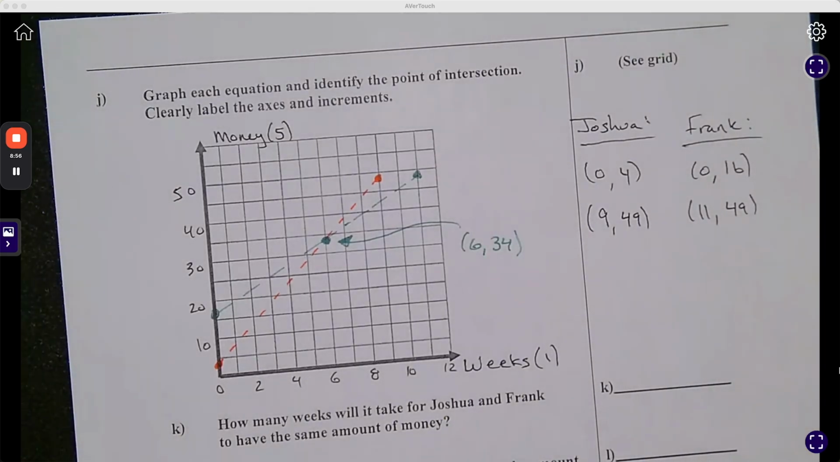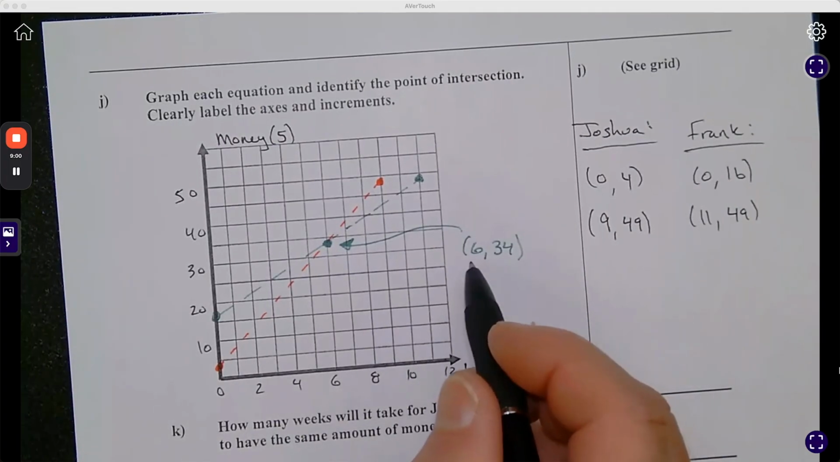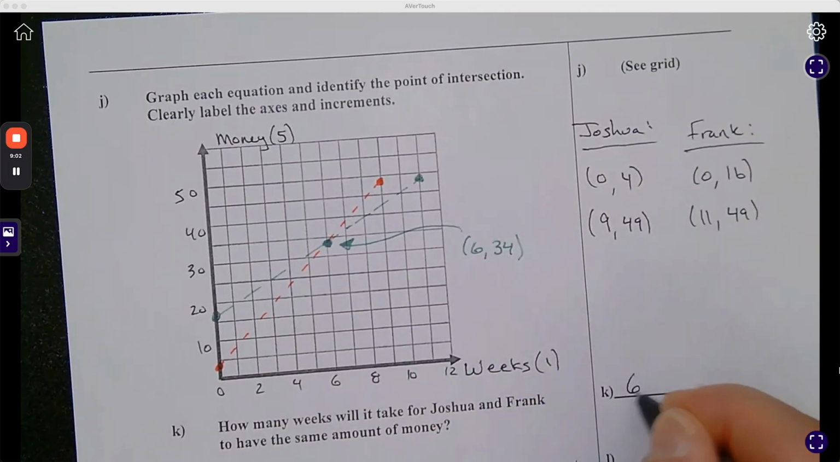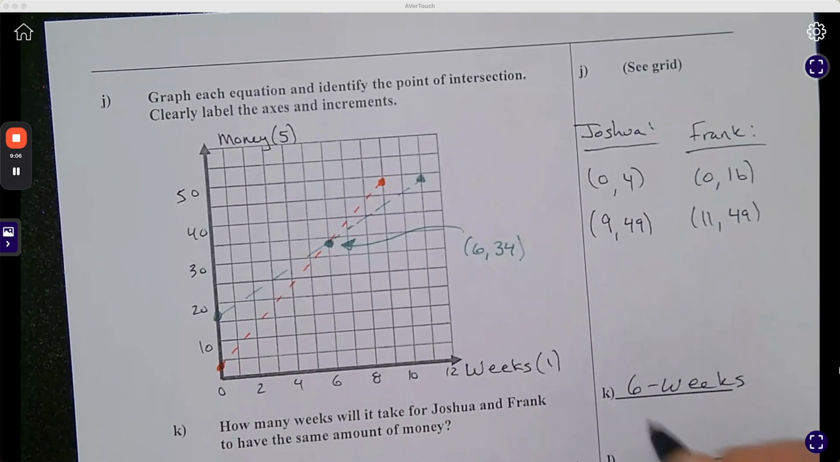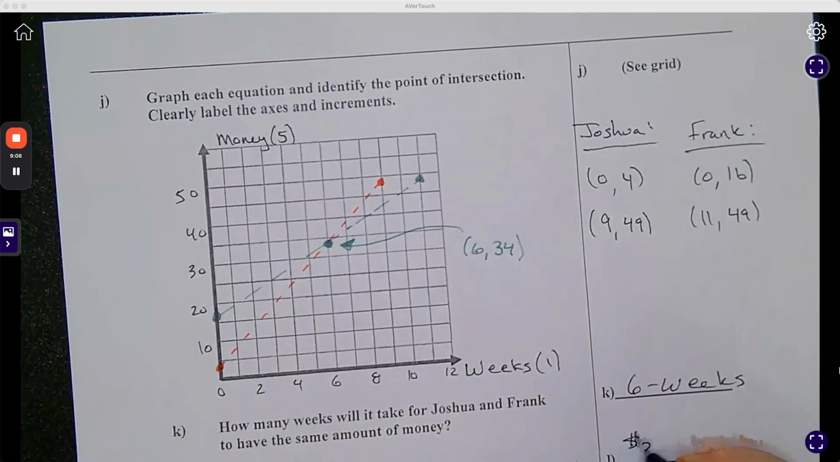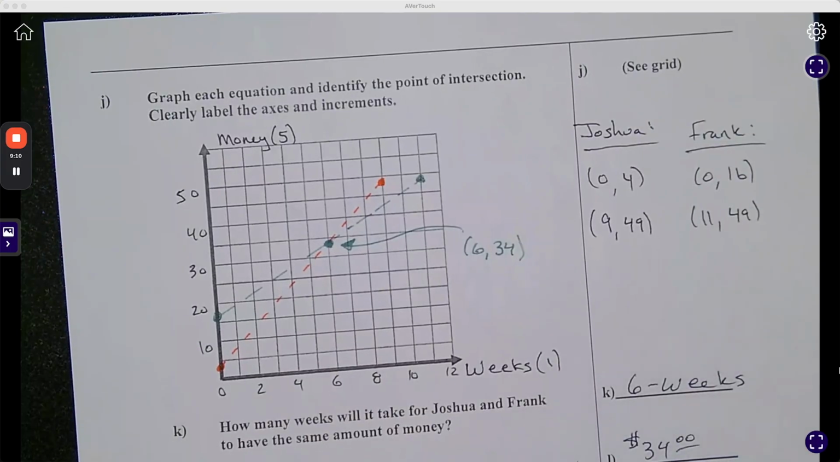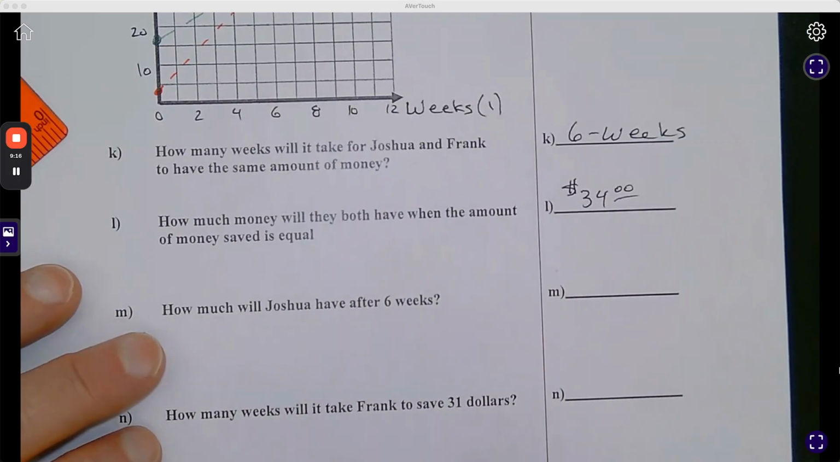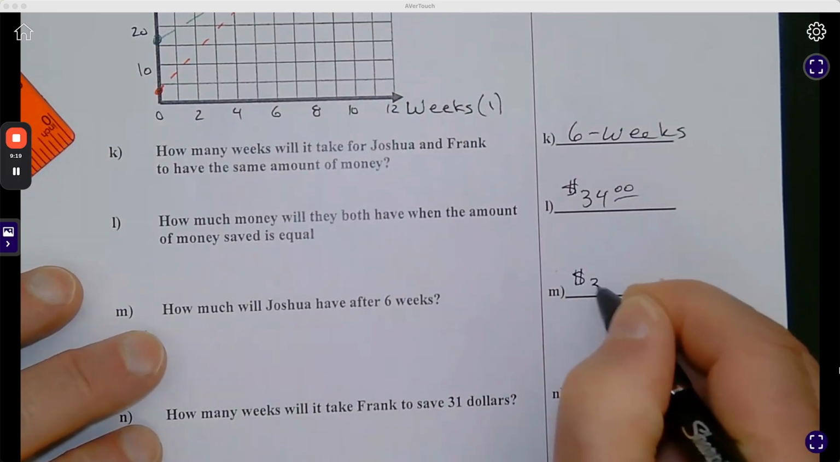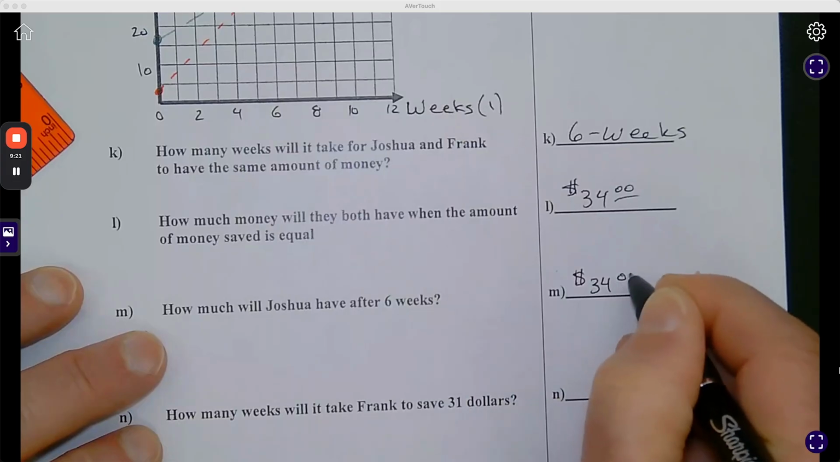How many weeks will it take for Joshua and Frank to have the same amount of money? Well, that's the input value, so that's 6 weeks. And how much will they both have? That's the output value. So they'll both have $34. All right, let's keep going. How much will Joshua have after 6 weeks? Hold on. $34. We just figured that out. Is that a trick question?